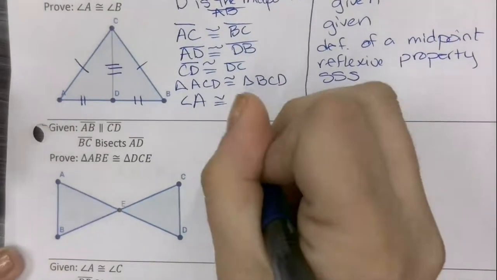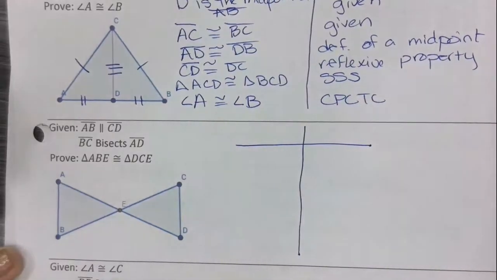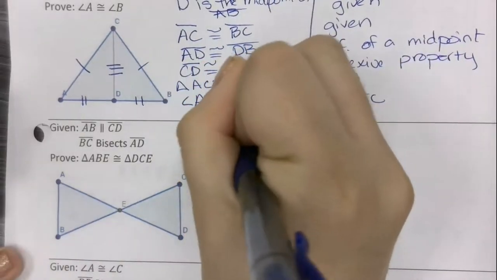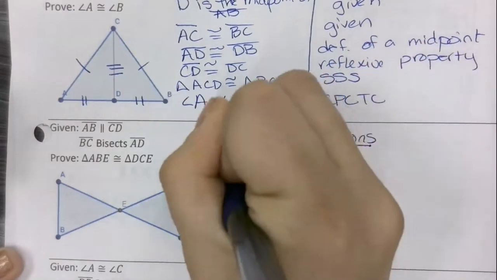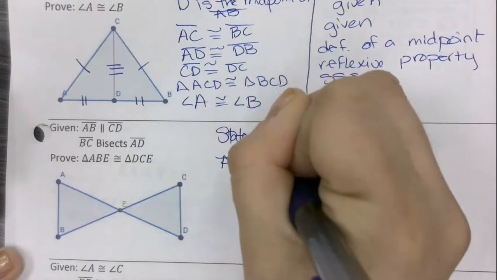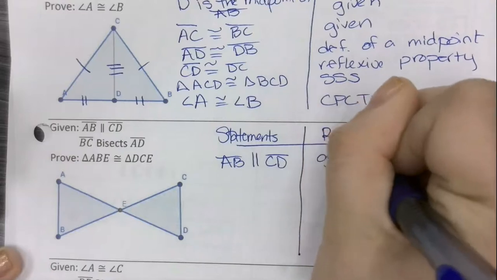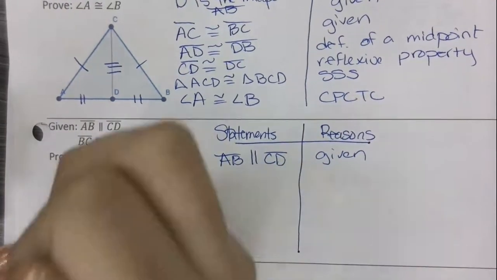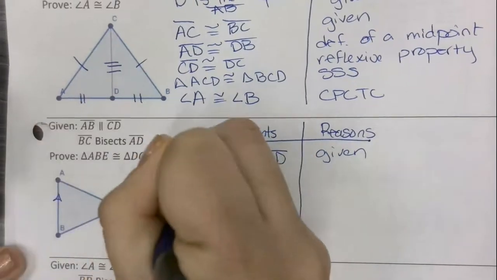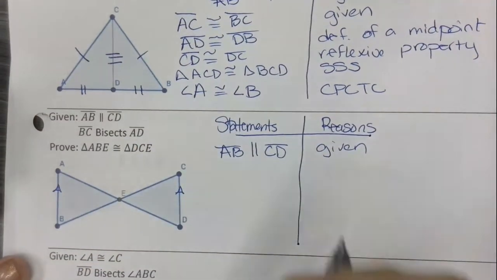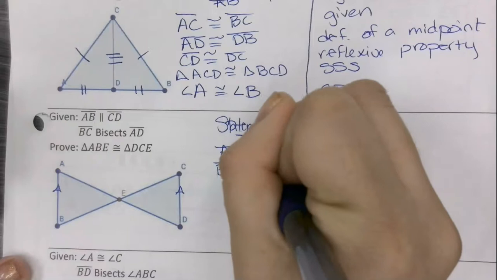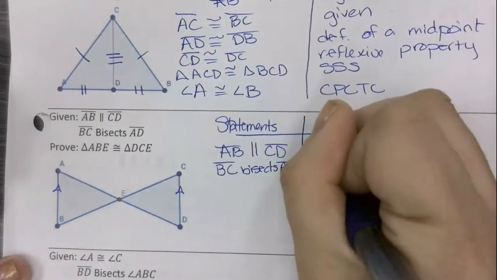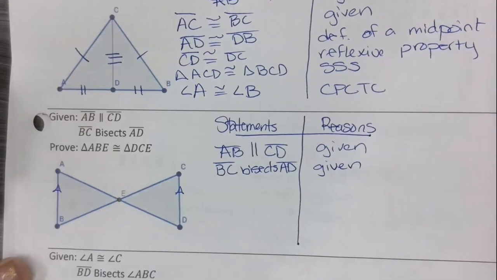Okay. This one is giving me the bow tie, and it just wants me to prove that 2 triangles are congruent. So I have AB is parallel to CD. That's given. Remember, this symbol means parallel and not congruent. So all this is telling me is they are going in the same direction. Okay. Then I also have BC bisects AD.